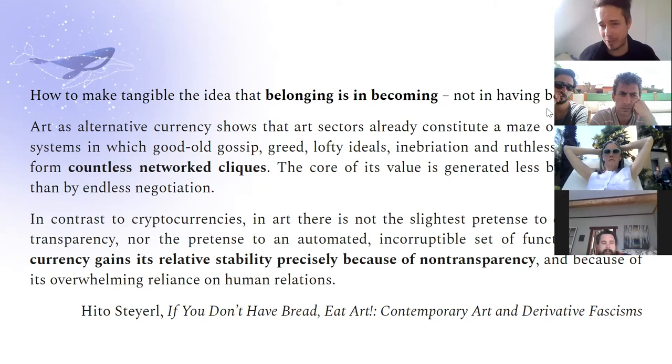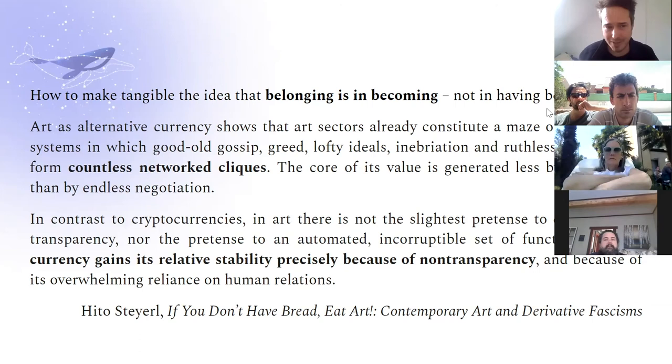Art as an alternative currency shows that art sectors already constitute a maze of overlapping systems in which good old gossip, greed, lofty ideals, inebriation, and ruthless competition form countless networked cliques. The core of its value is generated less by transaction than by endless negotiation. In contrast to cryptocurrencies, in art, there is not the slightest pretense to decentralized transparency, nor the pretense to an automated, incorruptible set of functions. Art as currency gains its relative stability precisely because of non-transparency and because of its overwhelming reliance on human relations.